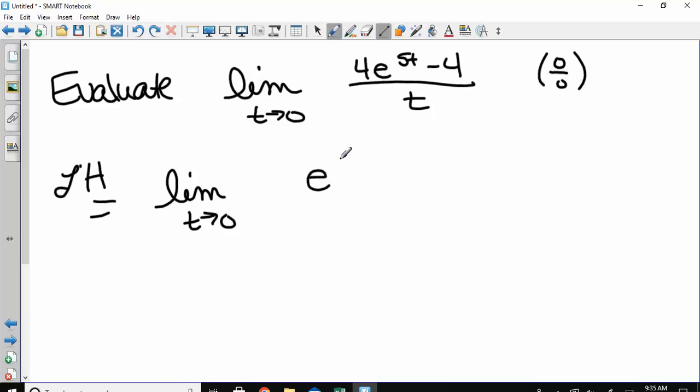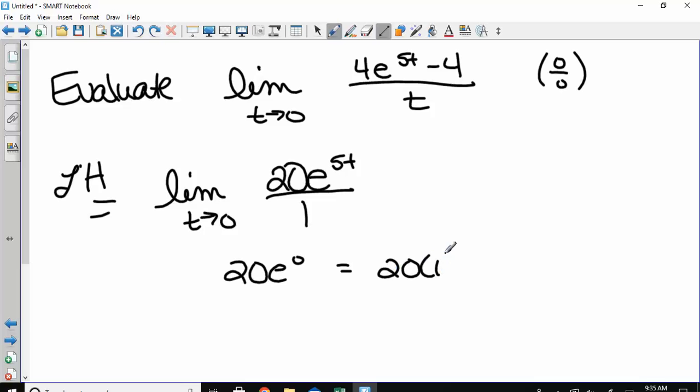So derivative of the top, derivative of e to a power is still e to that power. We have to do chain rule. So the 5 comes down, so 5 times 4 gives me 20, e to the 5t. Minus derivative of 4 is just 0, so that goes away. Derivative of t is 1. So L'Hopital is derivative of the top over derivative of the bottom. Then we can plug in. We get 20 times e to the 0. So it's just 20 times 1, or 20.